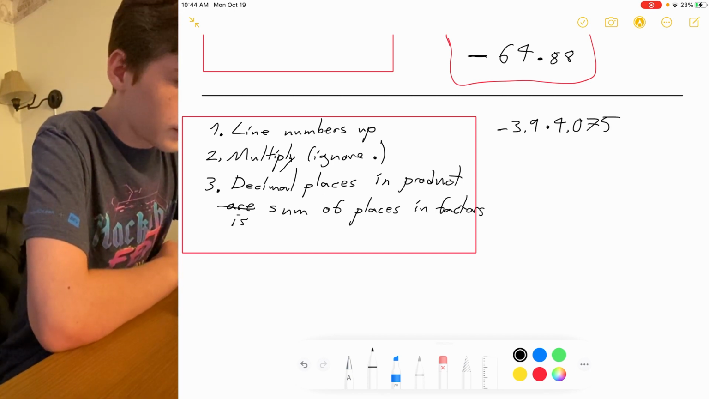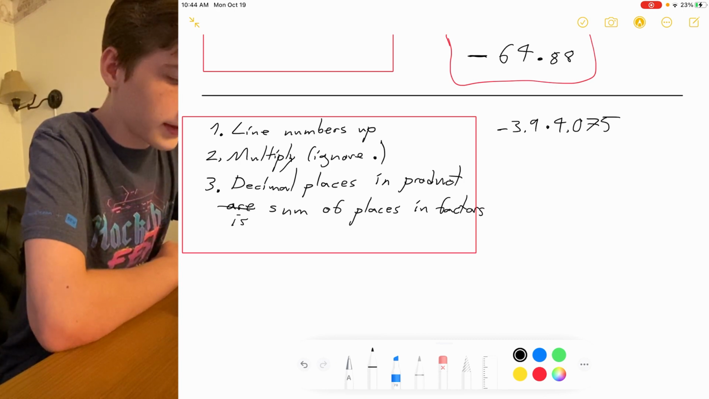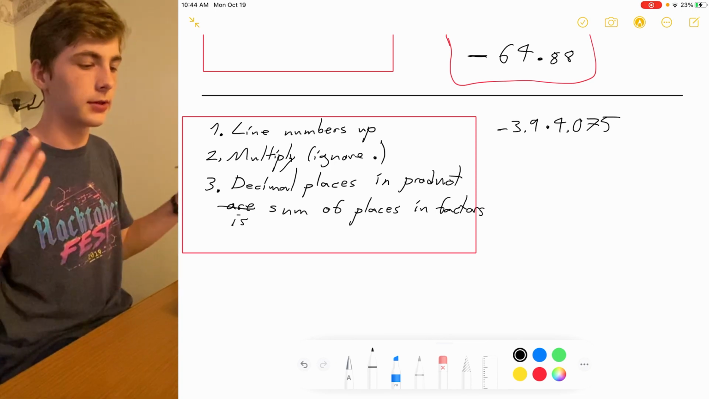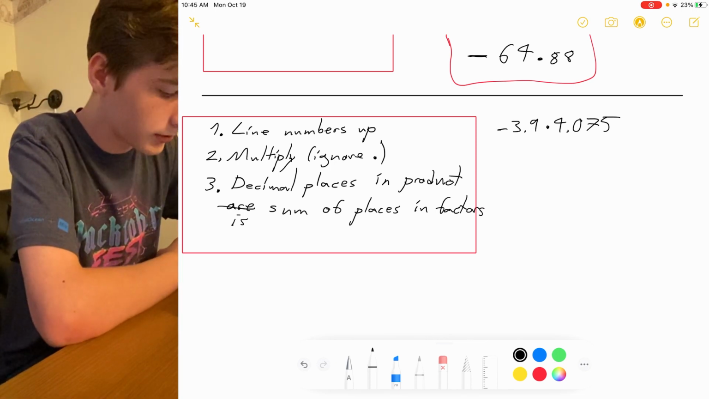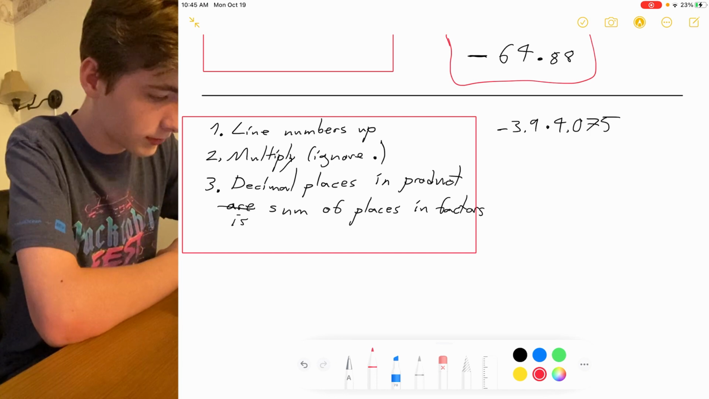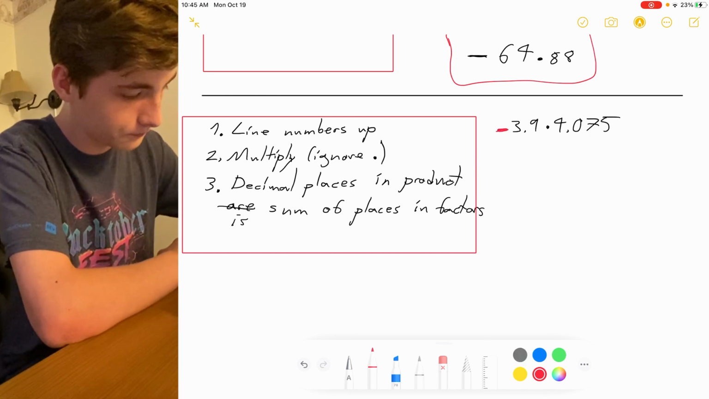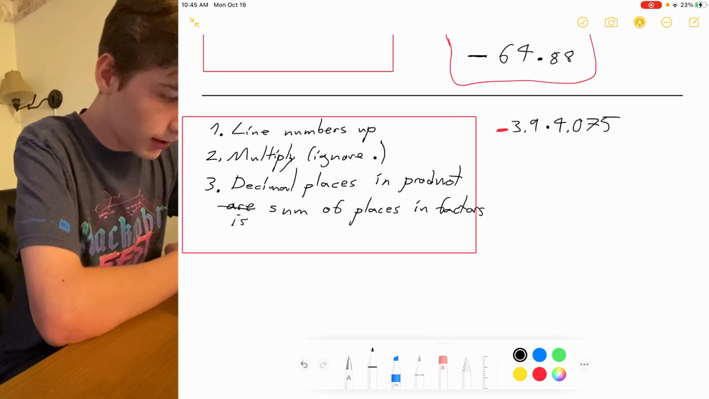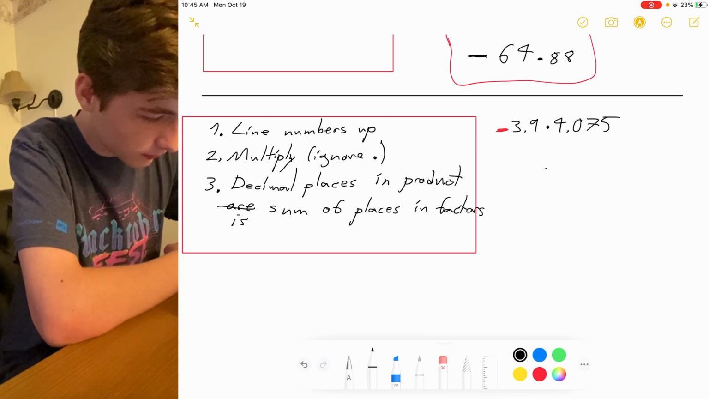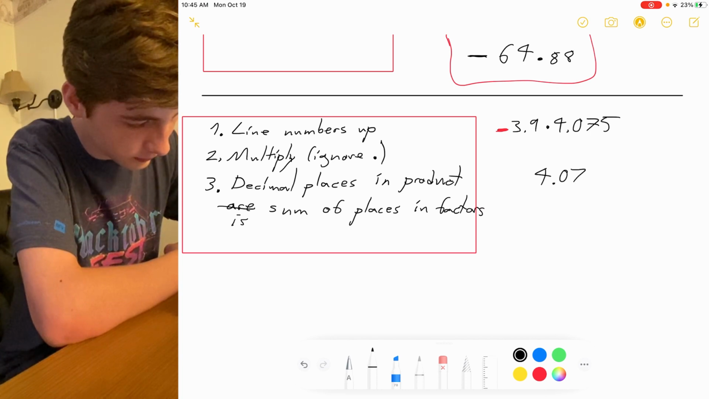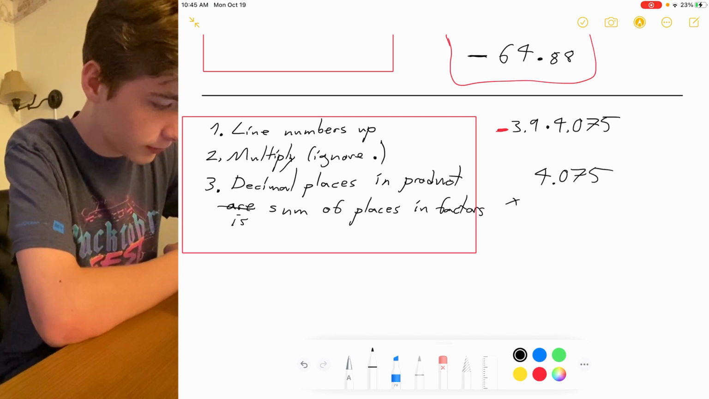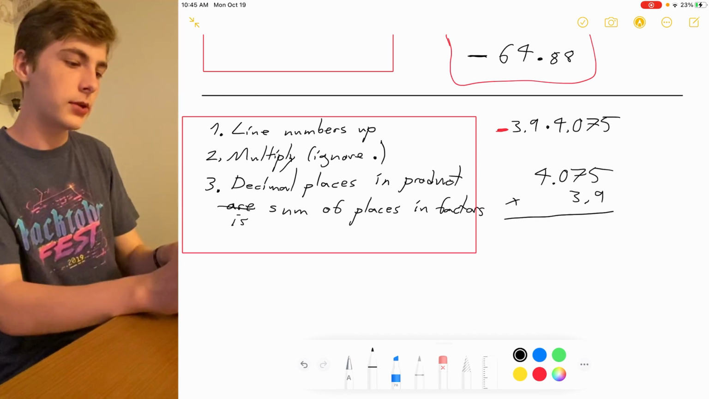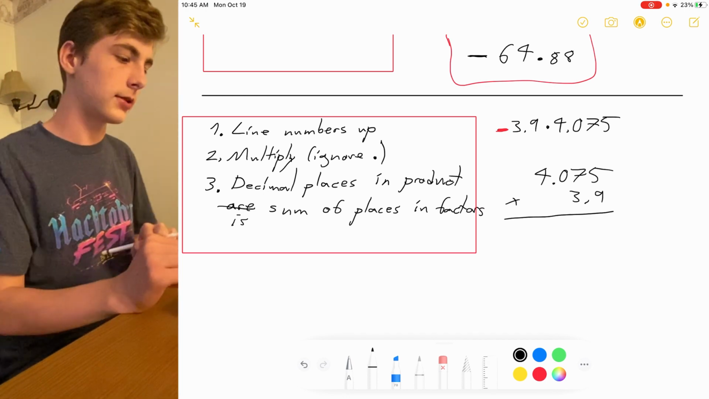The first thing you're probably going to want to do is find the sign of this, right? We're doing multiplication and the numbers have different signs, so that means the answer is going to be negative. Just keep that in mind and don't forget about it, because it's really easy to do. Then I'm just going to put the numbers in a regular multiplication setup here, right? So 4.075 times 3.9.